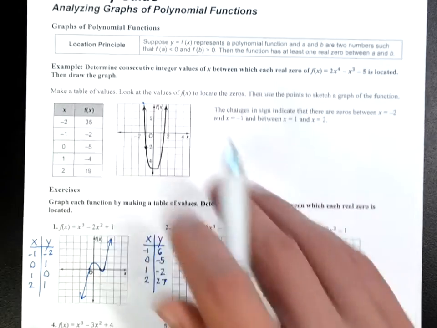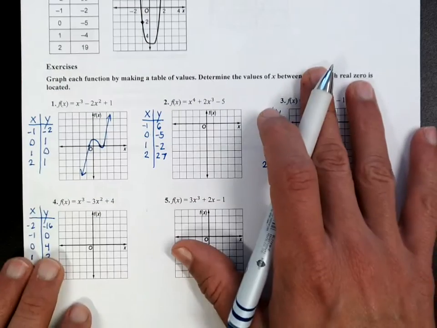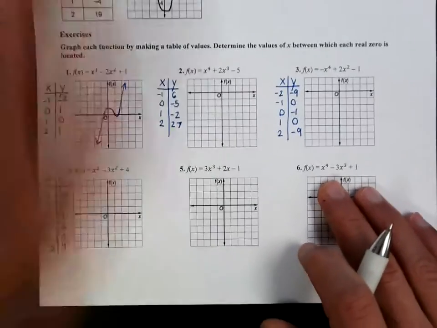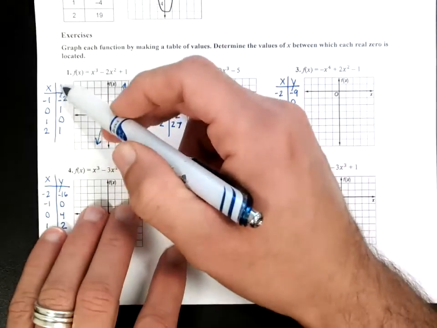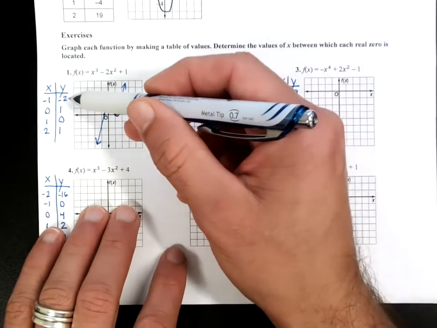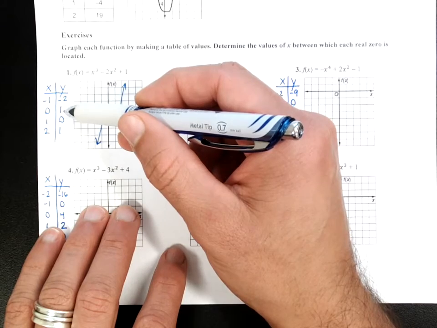So the reason I said I'm not a big fan is because if you're going to graph each function by making a table of values, that's incredibly tedious. So for part of this, we're actually going to use the calculator to look at it. Now this one I went ahead and graphed, and I set the table out for you. If you look at it, notice that right here you went from negative to positive, so you have at least one root.